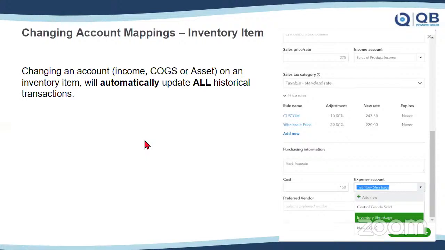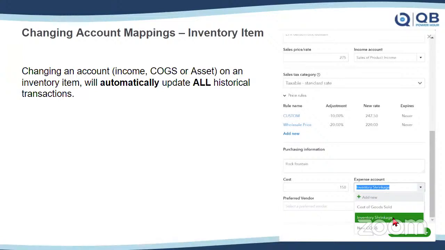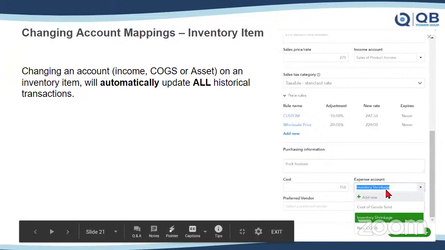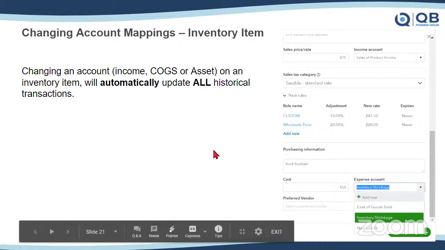When you go in, let's say on an inventory item, and you want to change the expense account, like here you can see maybe we were changing it from cost of goods sold to inventory shrinkage or whatever the situation is. When you change an account, either the income account, the expense account, or the asset account on an inventory item, it will automatically update all historical transactions, all meaning closed periods from the beginning of time. So be aware of that. On the other hand, so that's inventory. On inventory, it will automatically change them all.